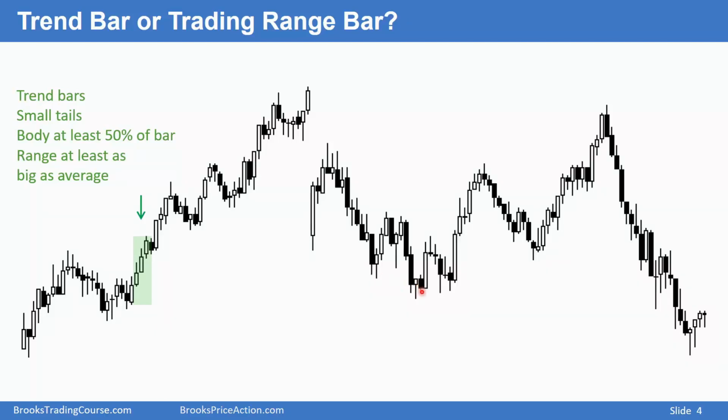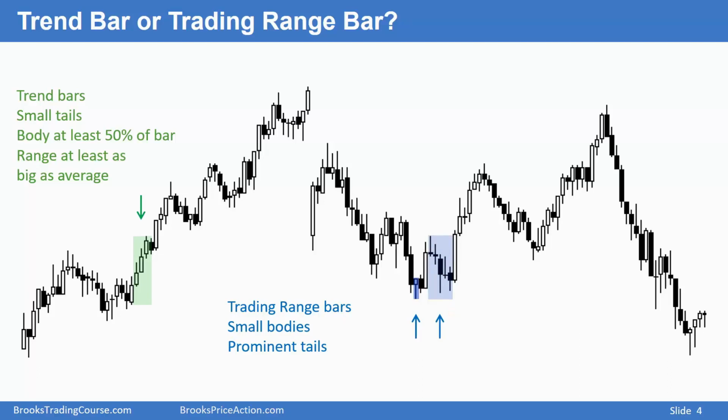And over here we have a big bull trend bar. We have a bear trend bar, a bull trend bar. Is this a trend bar or a trading range bar? I would call this a trend bar. However, it led to a trading range. And these next 5 bars, I think, are all trading range bars.